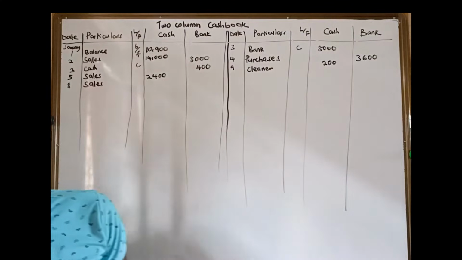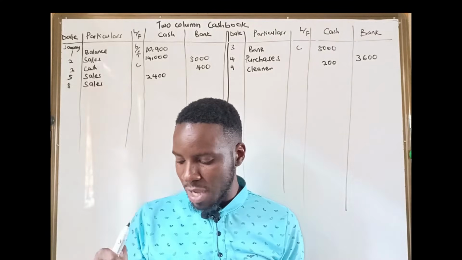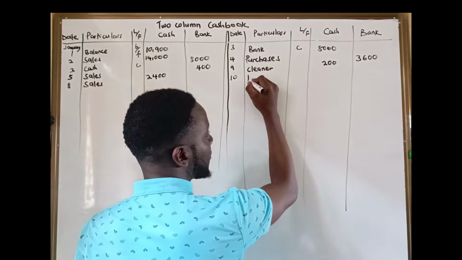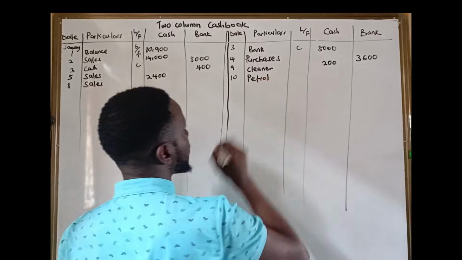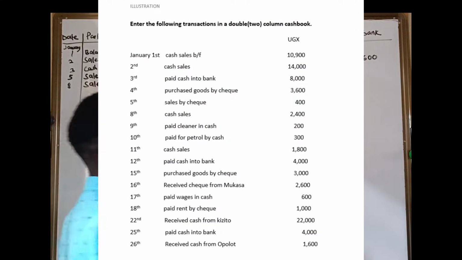So then we go to our next transaction. Our next transaction is paid for petrol by cash worth 300. So we come here. It was on the 10th. So on the 10th, we paid for petrol and it was by cash worth 300 shillings.